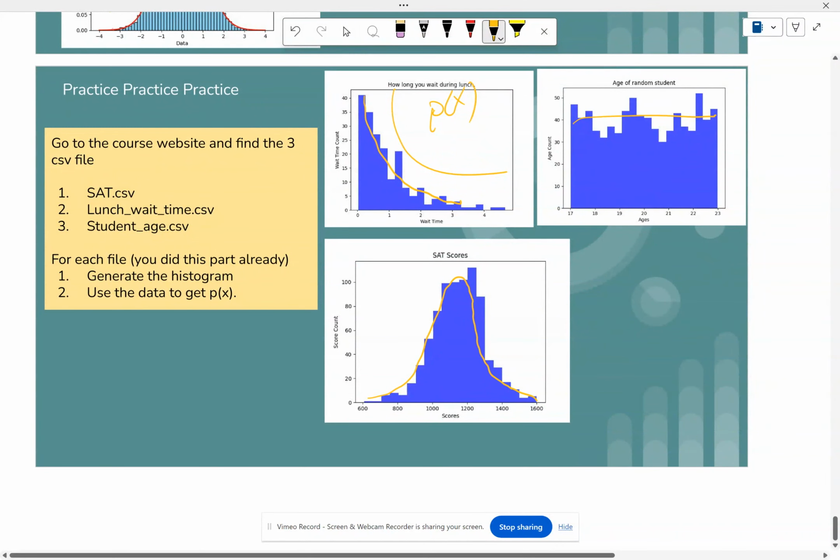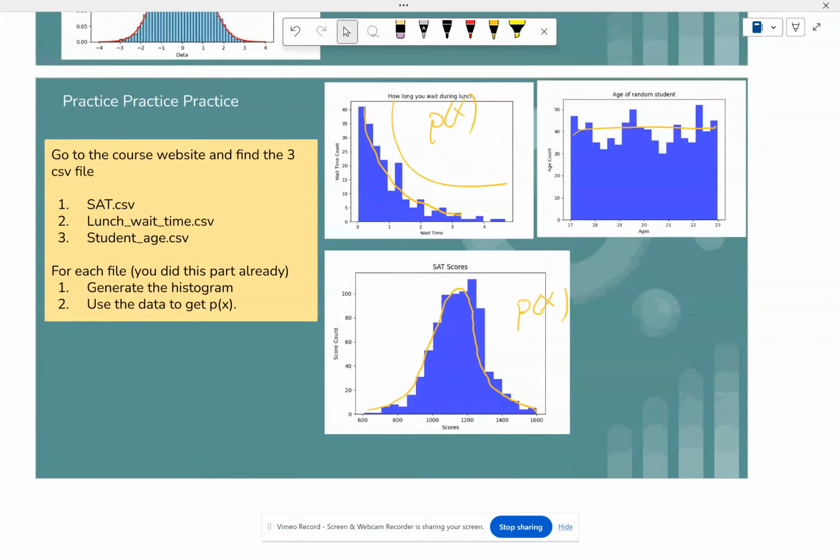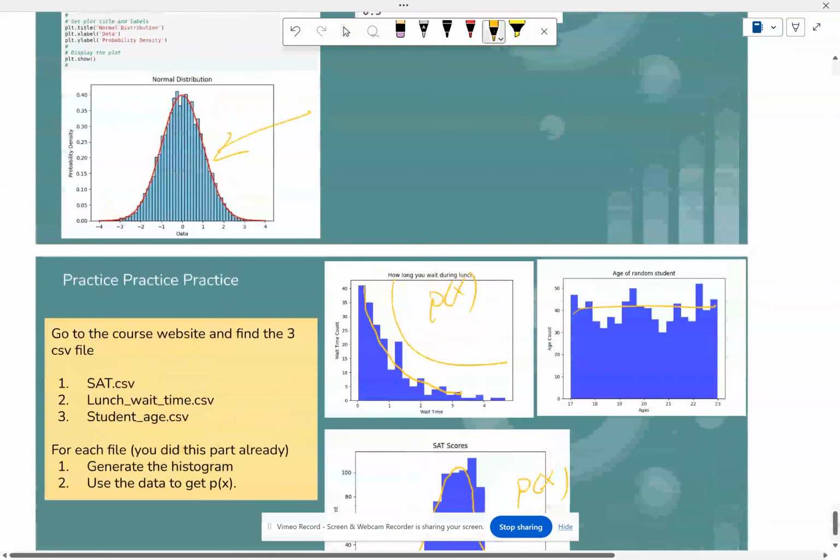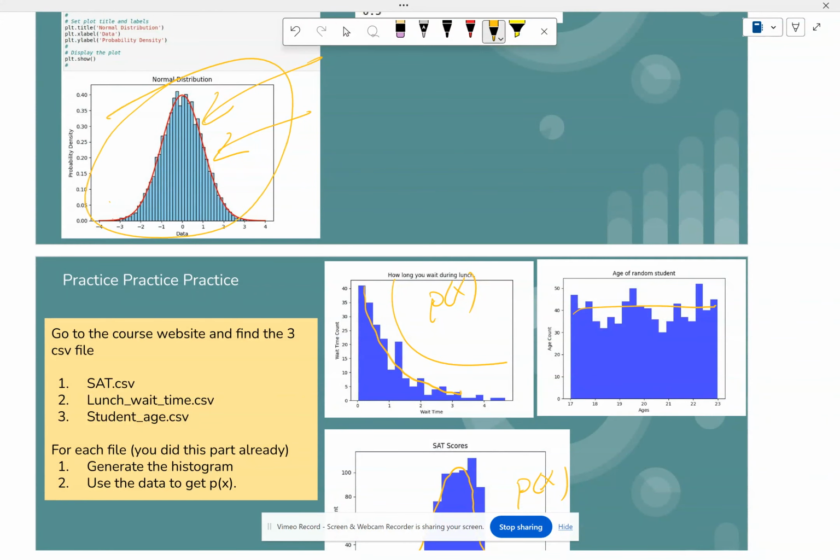All right, so see if you can take what we learned today and generate this P of X. And once you generate it, you can convince yourself that you did a good job by superimposing your function on top of the histogram. If you generate something like this, then you can confidently tell your boss one day that, yeah, this equation that I have models the data you've given me.